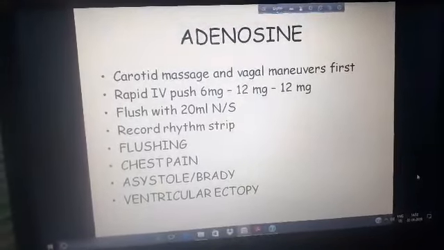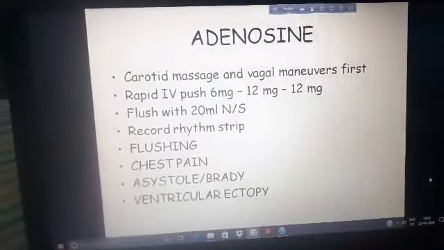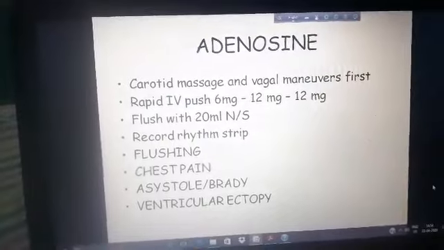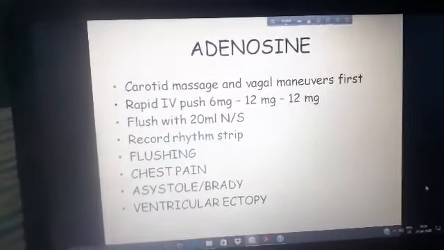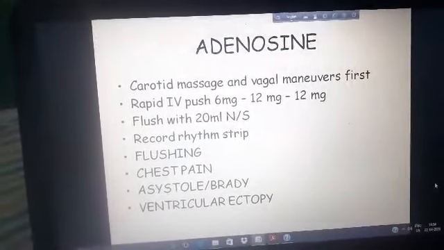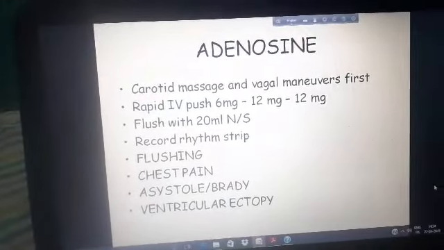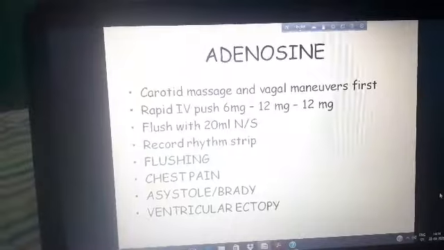So in the first syringe we are giving adenosine, and with the second syringe we are pushing water, so that this water by force will push the adenosine rapidly to the heart, because its duration of action is only a few seconds, about 12 seconds.